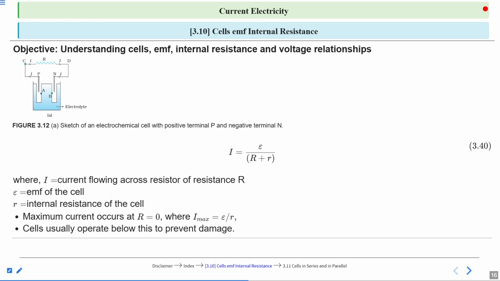Cells usually operate below this I maximum to prevent damage. This I maximum can be very large. That's why we connect the external resistance capital R, to reduce the amount of current in the circuit. I max can be harmful or dangerous to the circuit and its components.